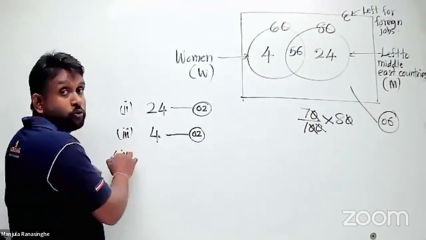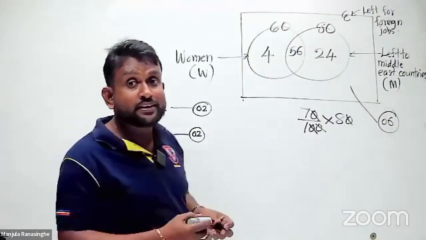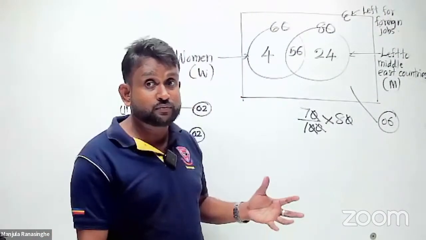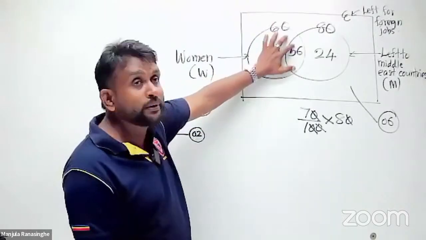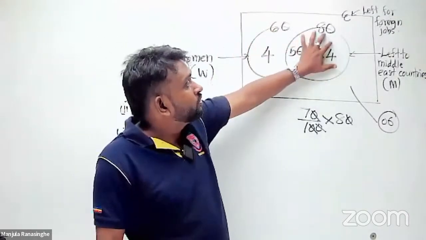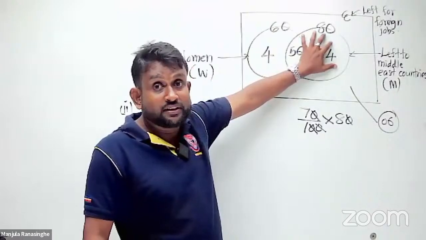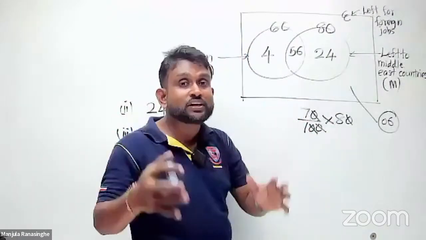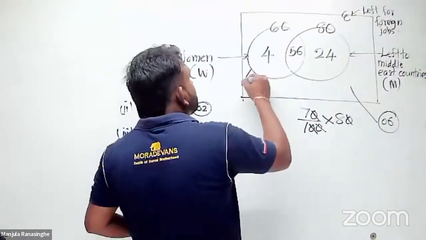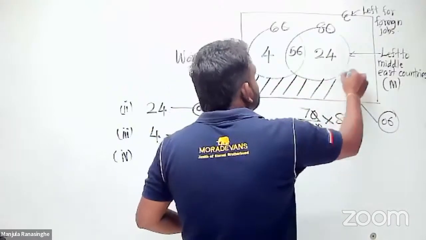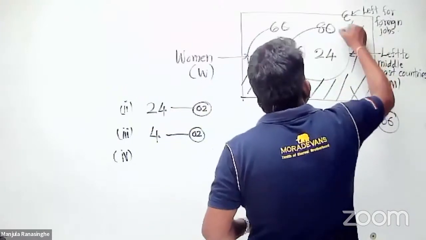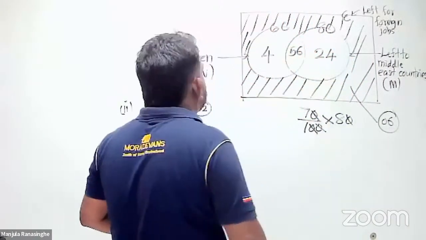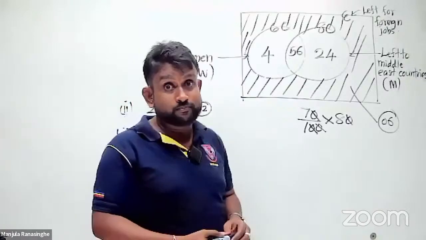So part 4: shade the area representing the men who left for other countries for jobs. Men means outside the woman set, the complement of woman, and other countries means outside the Middle East set. That means the outer region of both subsets. These are the men who left for other countries, the complement of W union M.